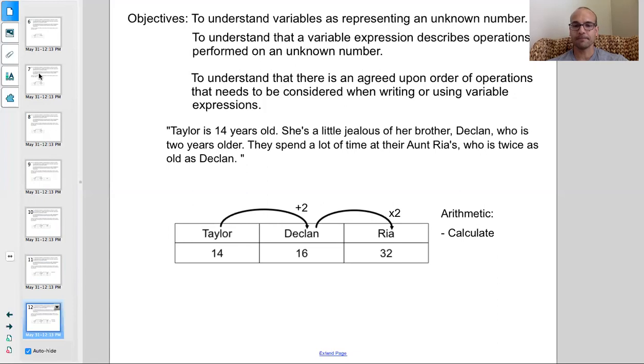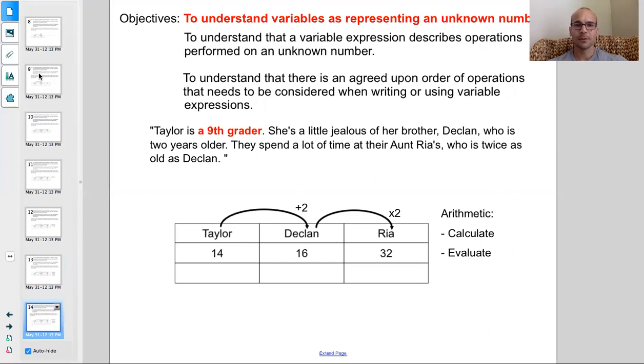You calculate, and you sometimes evaluate. If we wrote out a long expression taking us from 14 to 32, we would evaluate. So what's the deal with algebra then? Well, let's get to our objectives: to understand variables as representing an unknown number.